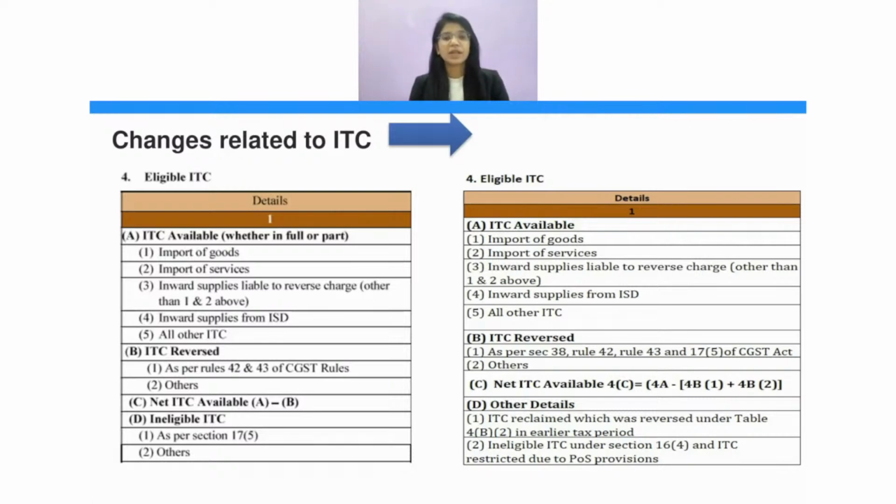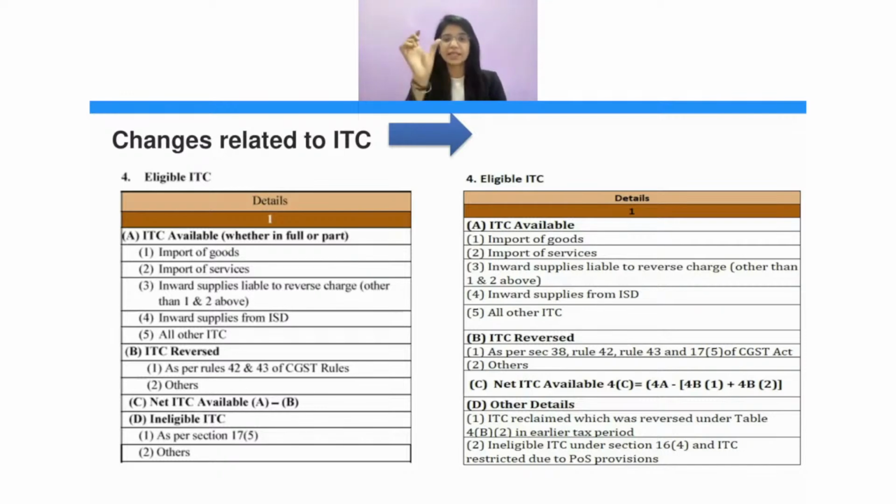You have purchased a motor vehicle, and I'm assuming you are not falling in those conditions where you can claim ITC. So that particular purchase of that motor vehicle is assuming that it is coming under section 17 subsection 5, which is a block credit, and I'm not allowed to claim the ITC.